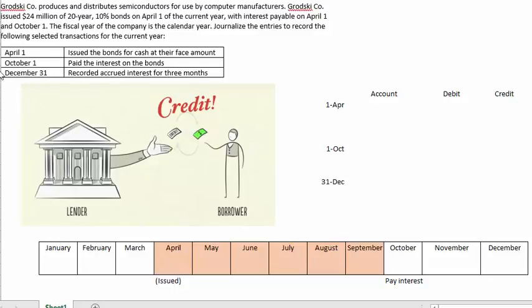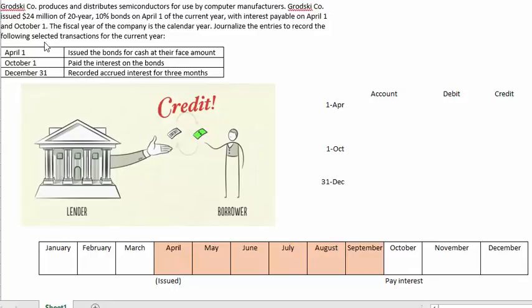So this video will walk you through all three steps of this bond problem. We're going to issue the bonds for cash at their face value. I'll show you that journal entry. I'll show you what happens when we pay the first interest payment on the bonds, and then what happens at the end of the year when we have to accrue for interest that we have not yet paid to the lender.